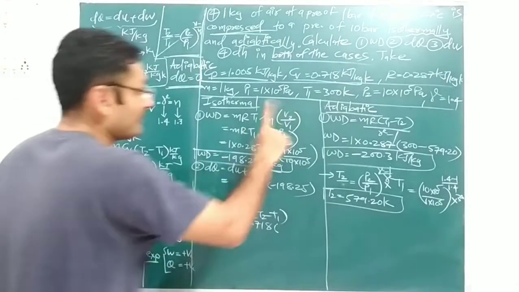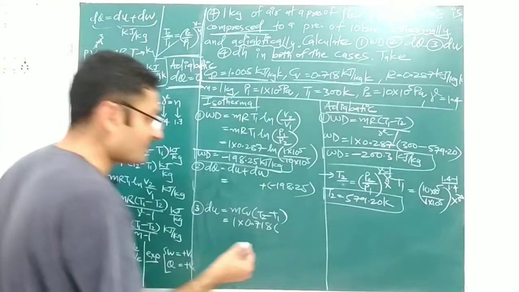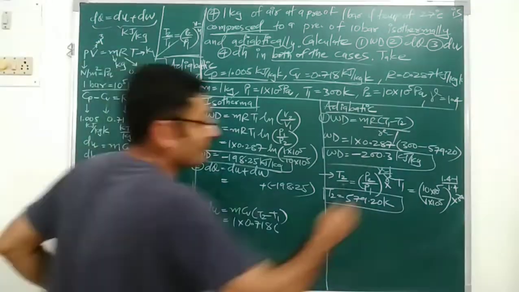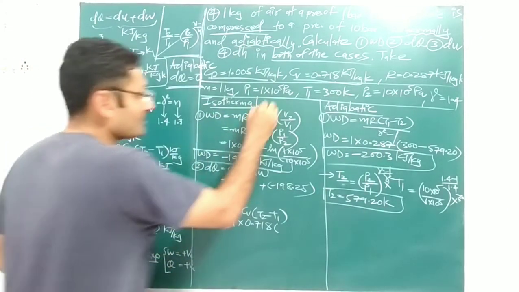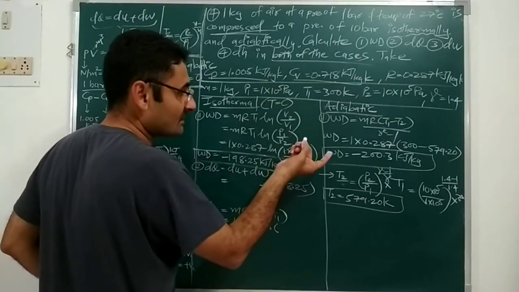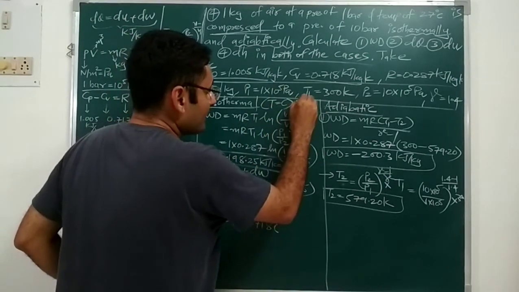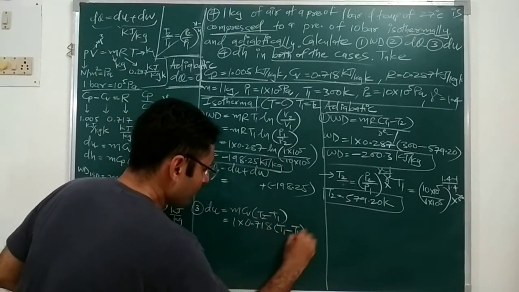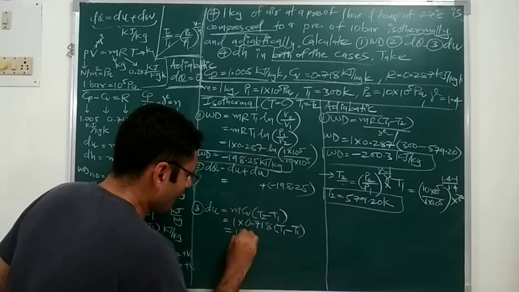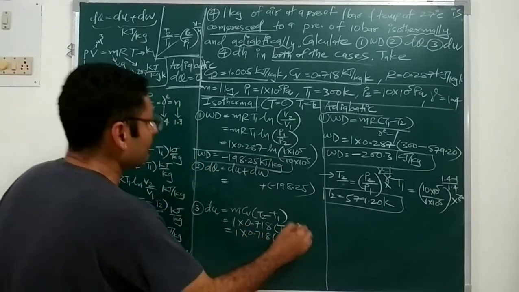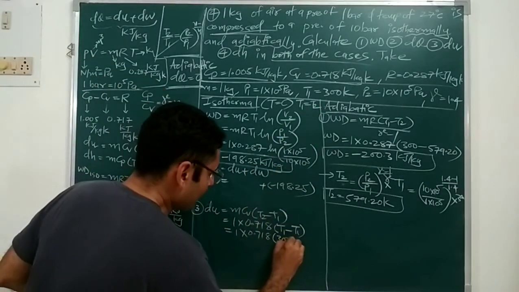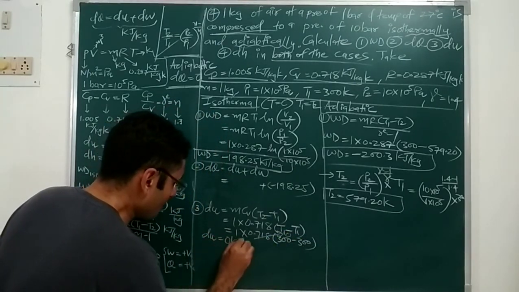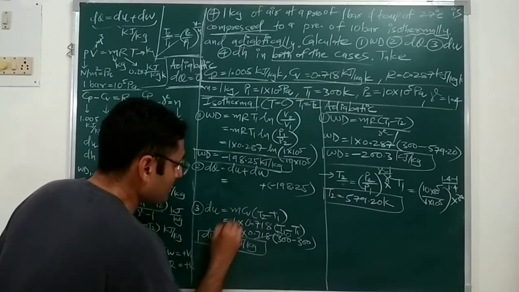No, T1 is given. For an isothermal process, which thing can you write? Any idea? For an isothermal process, you will write temperature is constant. We have seen it in numerical number 3, I think. So T1 is equal to T2. So over here, T2 minus T1 is zero. So it will be 1 into 0.718 into (300 minus 300). So that whole term goes to 0. So du is equal to 0 kilojoule per kg. That answer will insert over here, 0.